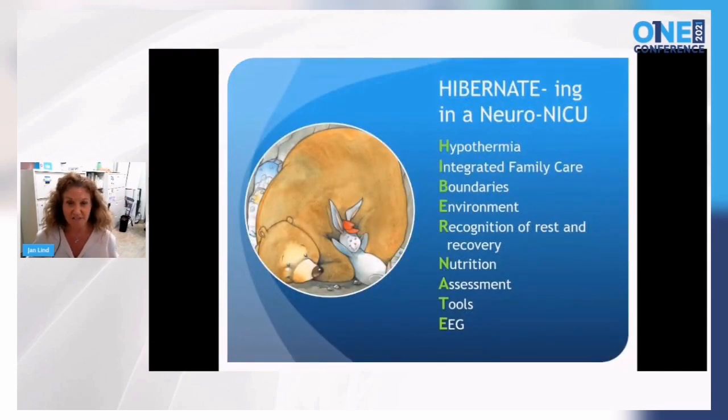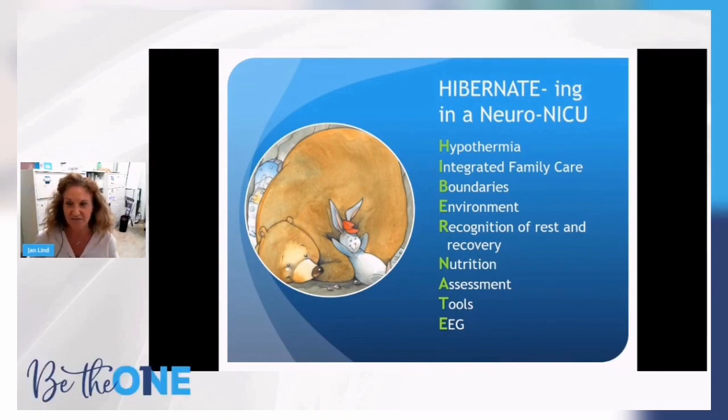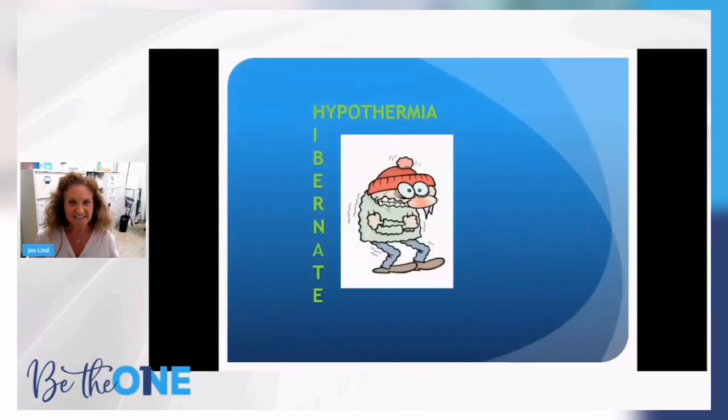So what does hibernating in a NeuroNICU look like? We developed a mnemonic, HIBERNATE, to help identify the priorities of neuroprotective nursing care. Strategies are aimed at limiting damage or lessening the evolution of the insult, thus promoting the highest possible integrity of cell function. So let's take a closer look at these strategies.